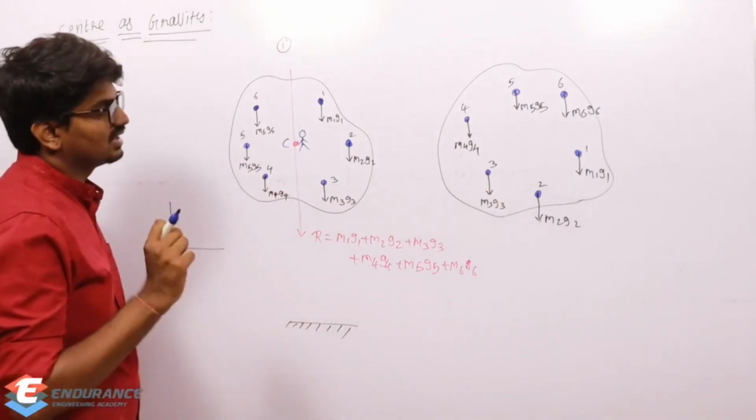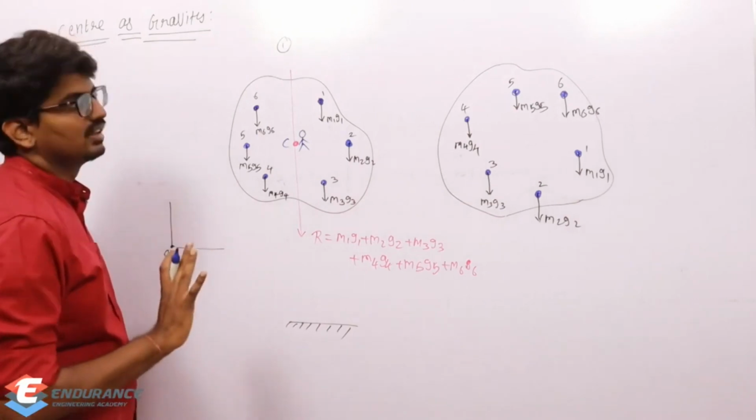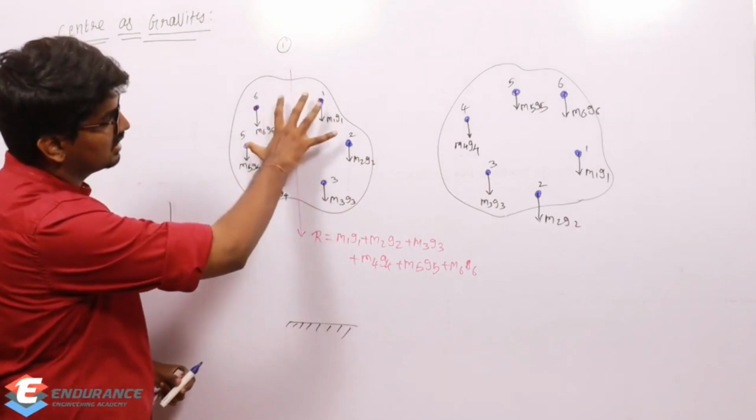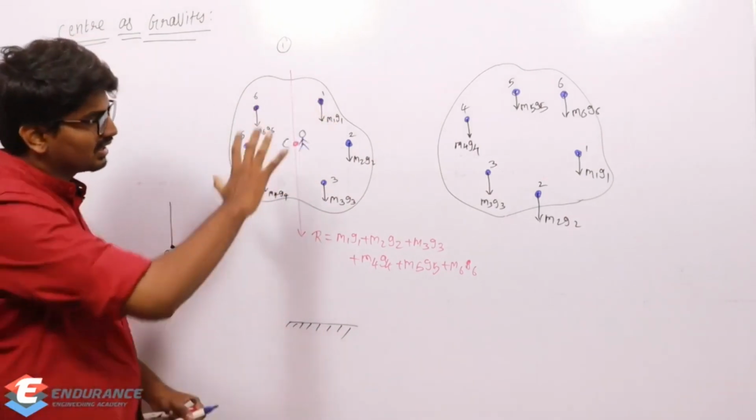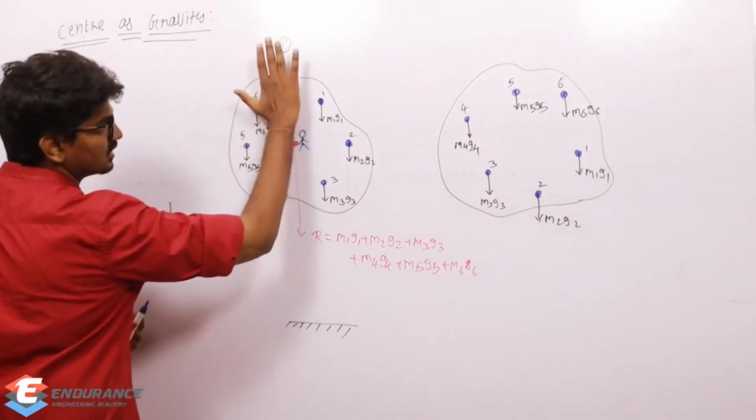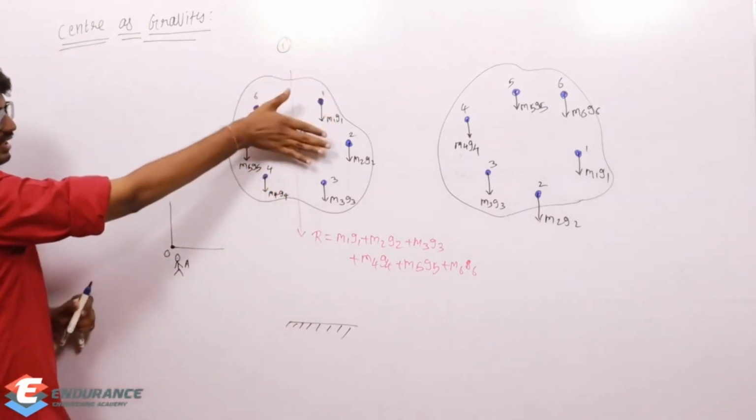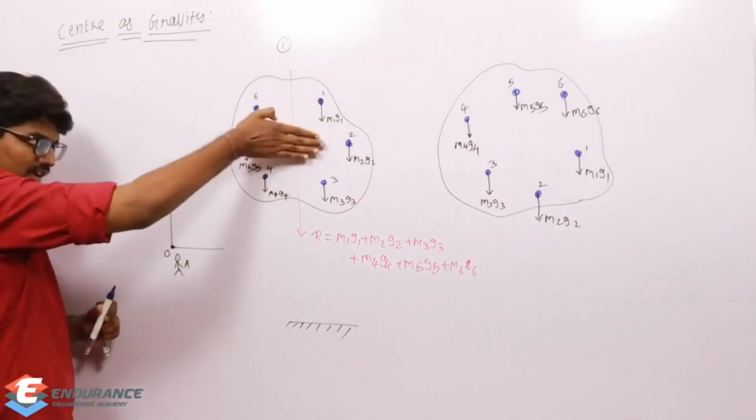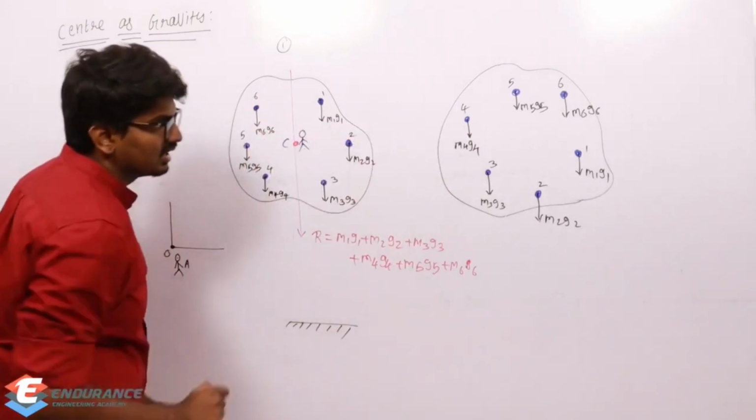Now listen carefully. What I'm doing is just rotating this body, by 90 degrees. Initially it was like this, and I'm just rotating it like this. If I rotate it by 90 degrees, I'm getting that.